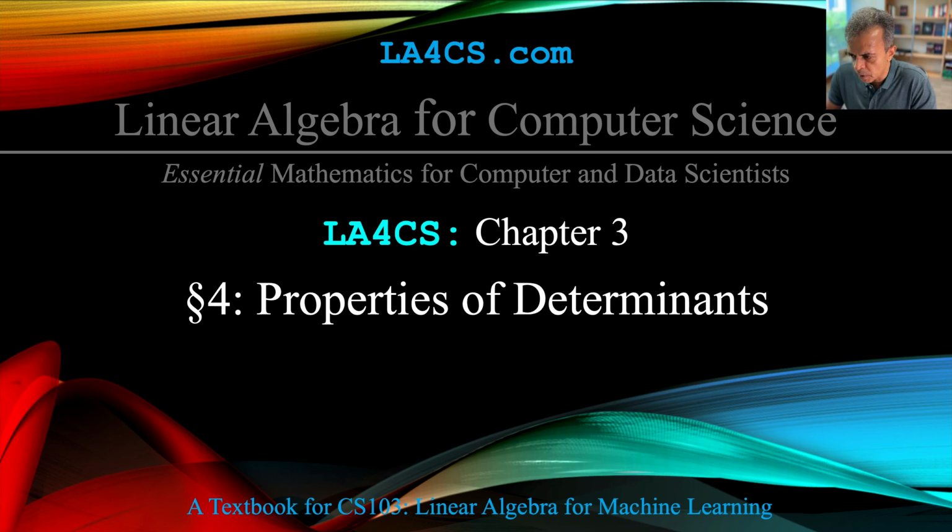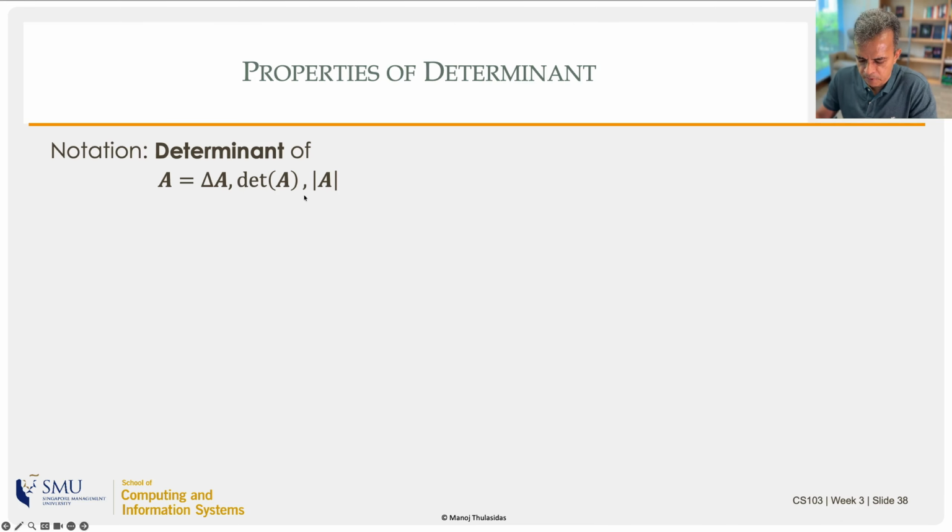Moving on to the properties of determinants. There are multiple ways in which people write determinants. So this is very common. Delta, det is obvious. Our preferred notation is this.